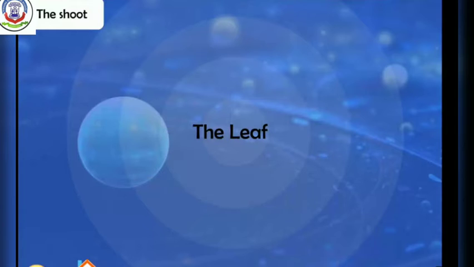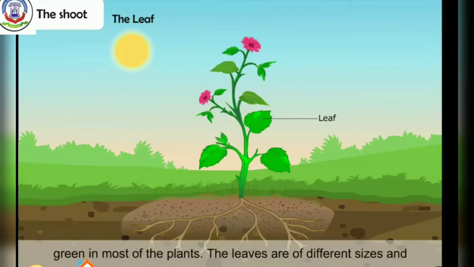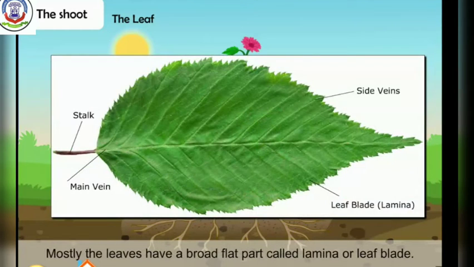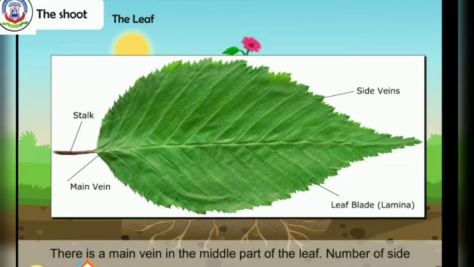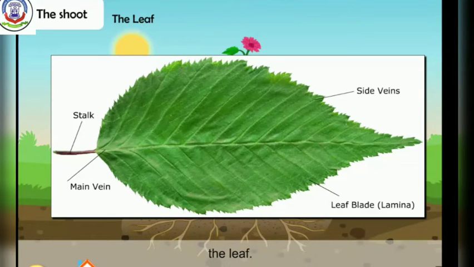The leaf. The most important part of the plant is leaves. Color of the leaf is green in most of the plants. The leaves are of different sizes and shapes. They may be thin and narrow. Mostly, the leaves have a broad flat part called lamina or leaf blade. There is a main vein in the middle part of the leaf. Number of side veins arises from the side of the main vein. The veins carry water in the leaf.